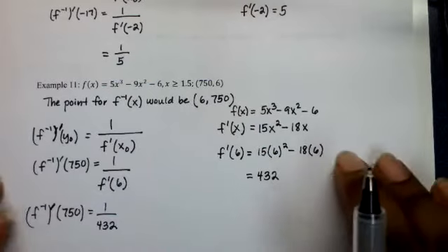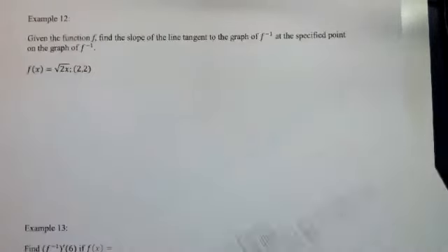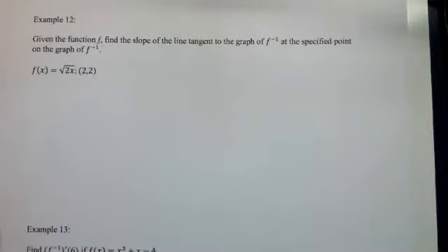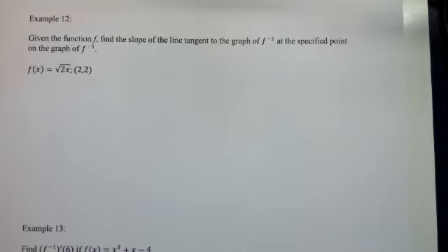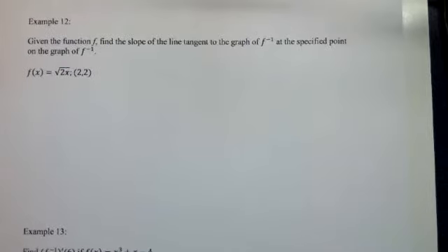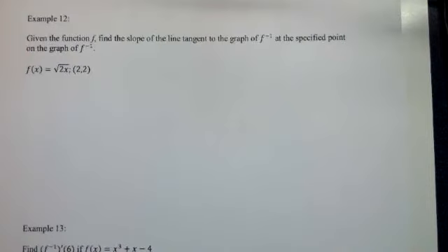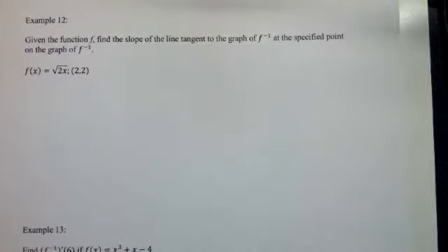Okay, let's look at a couple more of these, like this one. Here we're given the function f, find the slope of the tangent line to the graph of f inverse at the specified point on the graph of f inverse. Okay, so now we've got f of x equal to the square root of 2x, and the ordered pair this time would be 2, 2.